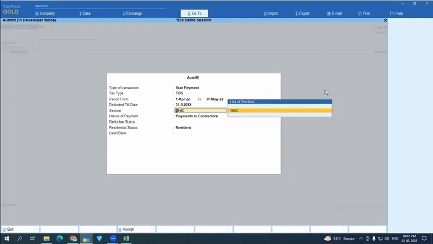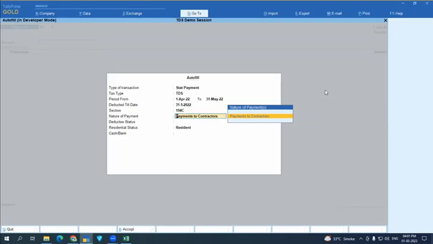So 194C I can select here. Then payment to contractor. Again, that note is there: company and non-company payments, you have to make different payments. Okay, so Tally has that capacity. You can set here all items. Tally will create 2 Challans automatically. Don't worry. Previously, in old systems, you had to select the company first, then non-company. Now you can select here all items.